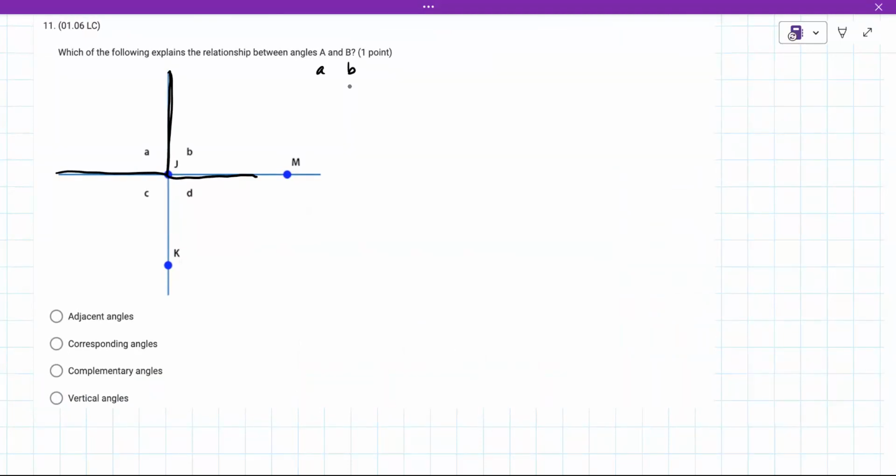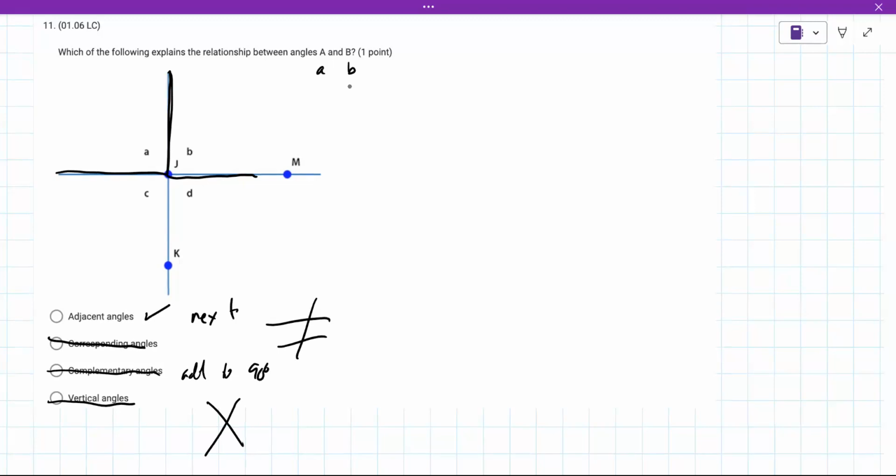Now, are they adjacent angles? Yes. Corresponding? No, that's parallel lines. Complementary angles? No, they add to 90. And vertical angles? No, those are ending at an X. So adjacent means next to. You'll see that later in the course if you do some trigonometry.